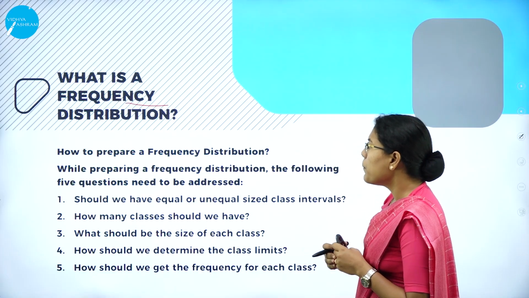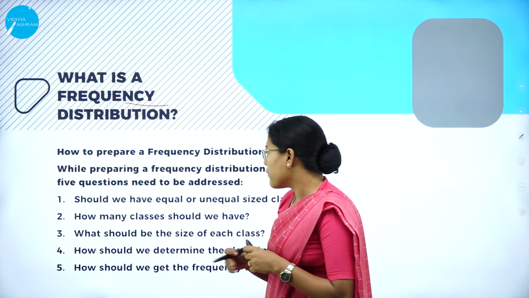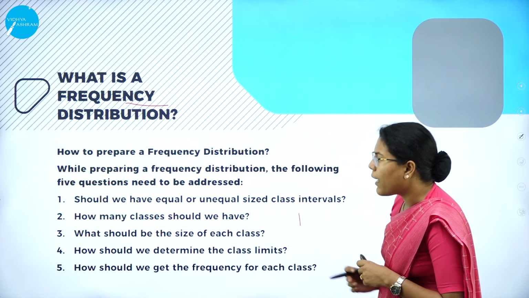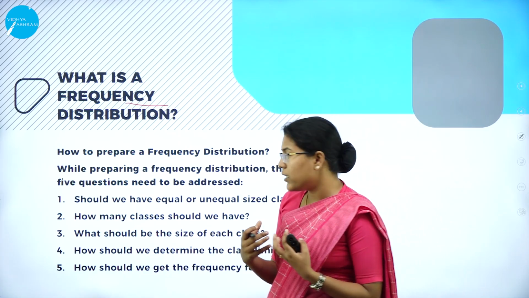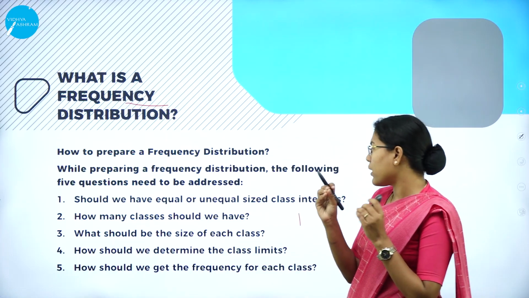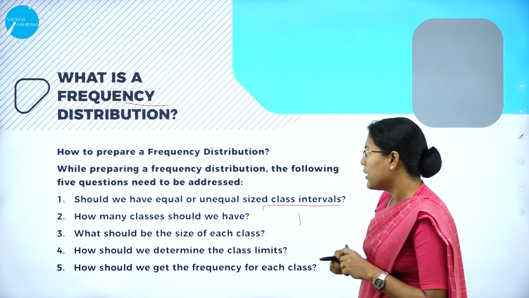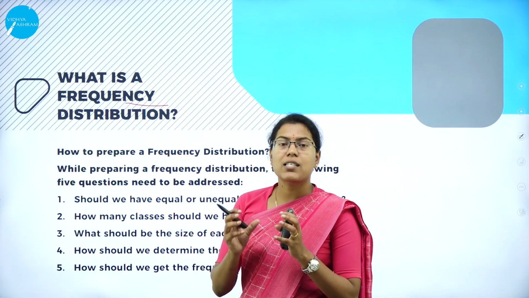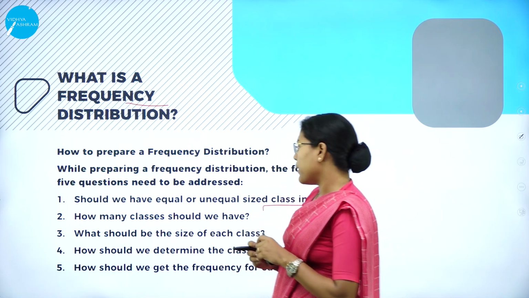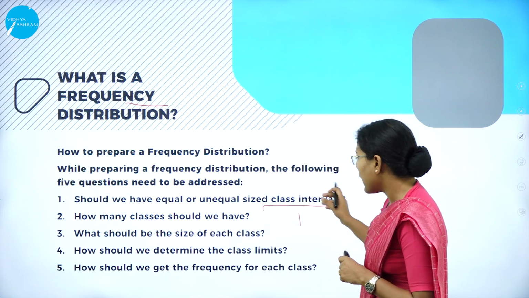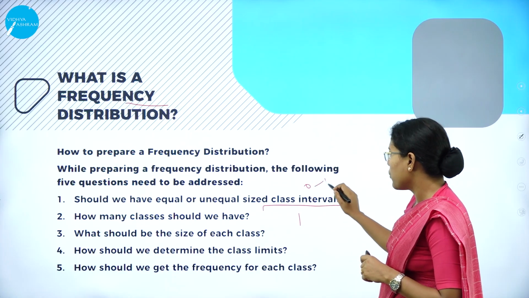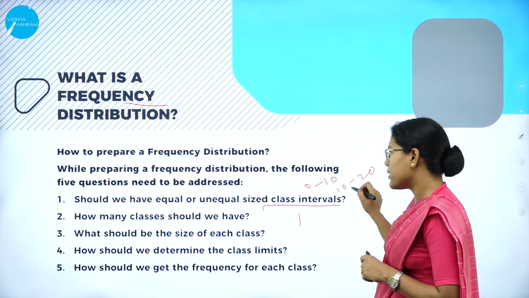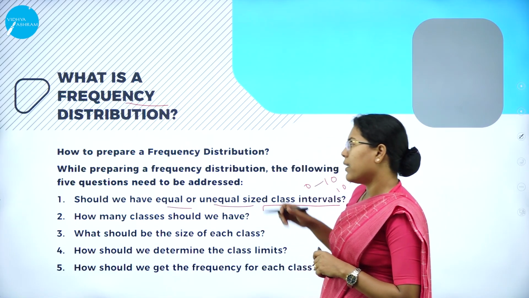So how to prepare a frequency distribution? While preparing a frequency distribution, the following 5 questions need to be addressed. First, we should understand whether we should have equal or unequal sized class intervals. That means for preparing the frequency distribution, we need to decide the class interval. If it is a class interval like 0 to 10, 10 to 20, like that, then whether this class interval should be equal or unequal.